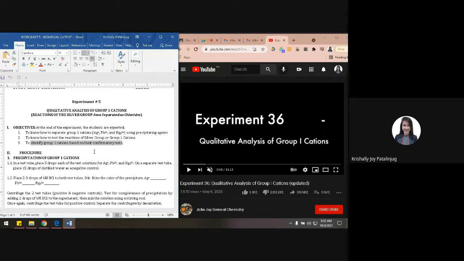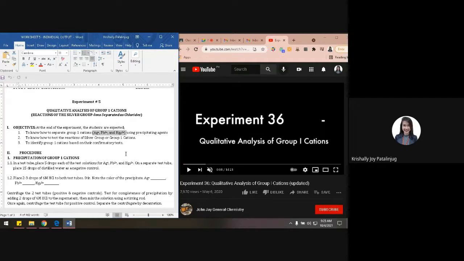Now, for this experiment naman, yung qualitative analysis of cations, ibig sabihin lang po, this time, in one test tube, ito sila, okay, are contained in that one test tube. You have a silver test solution, a lead test solution, a mercury 1 test solution. They are mixed in one test tube. Okay, and dapat ang goal natin is to separate. Separate natin sila kasi minix natin sila into one test tube.